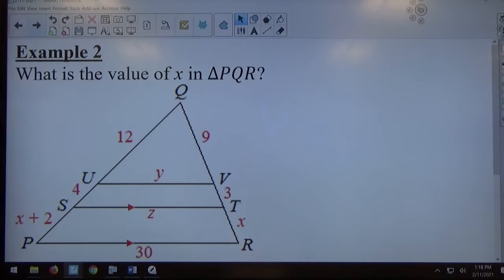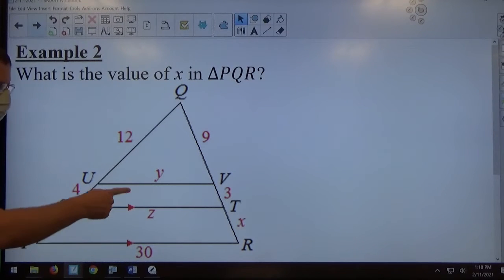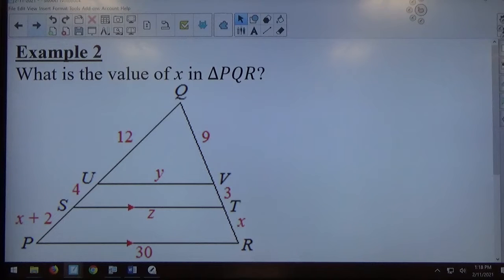Okay, but look at example 2. It asks us for the value of x in the following figure. Now I want to mention something to you real quick. Notice these two sides are marked parallel. This one is not marked parallel. So if this were a problem involving y, I can't make the assumption right off the bat that y is parallel to z in 30.